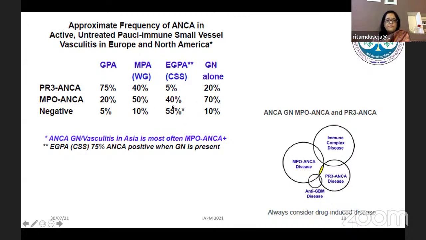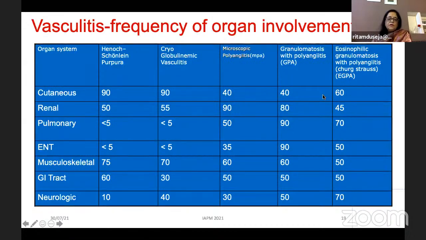especially when you have a history of asthma, eosinophilia, and a negative ANCA, still you could make a diagnosis of EGPA, right? Then coming to organ involvement. As you see, different kinds of vasculitis have propensity to involve different organs in different proportion. For example, GPA and MPA most often involve kidneys, whereas GPA and EGPA are more likely to involve lung and upper respiratory tract, upper nose and throat, etc.